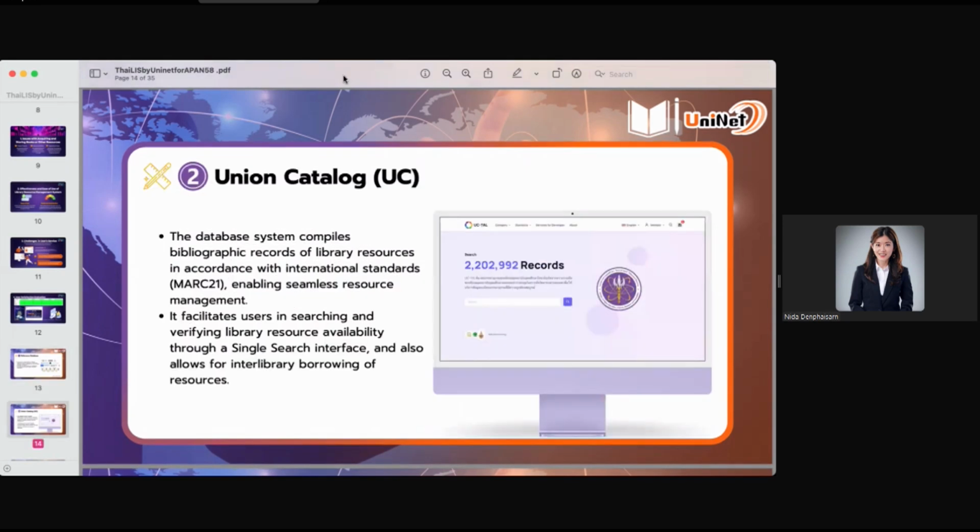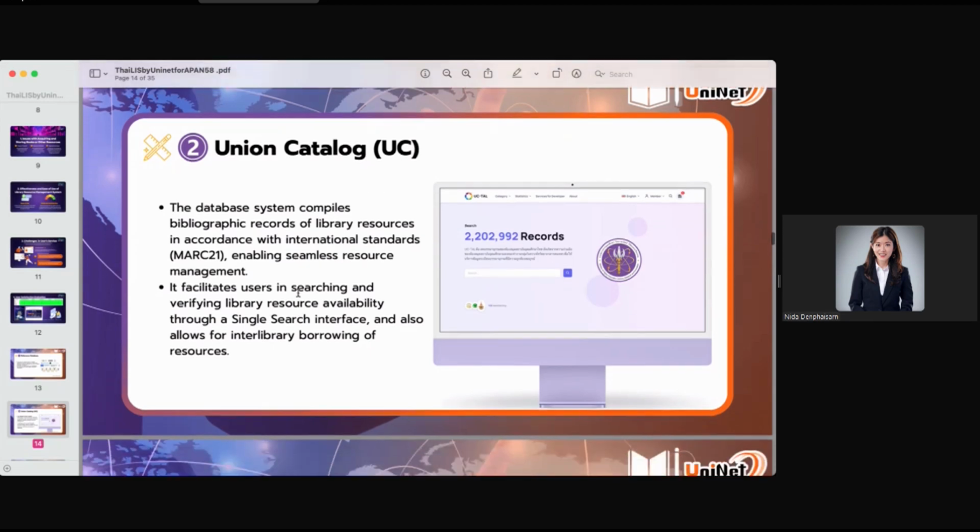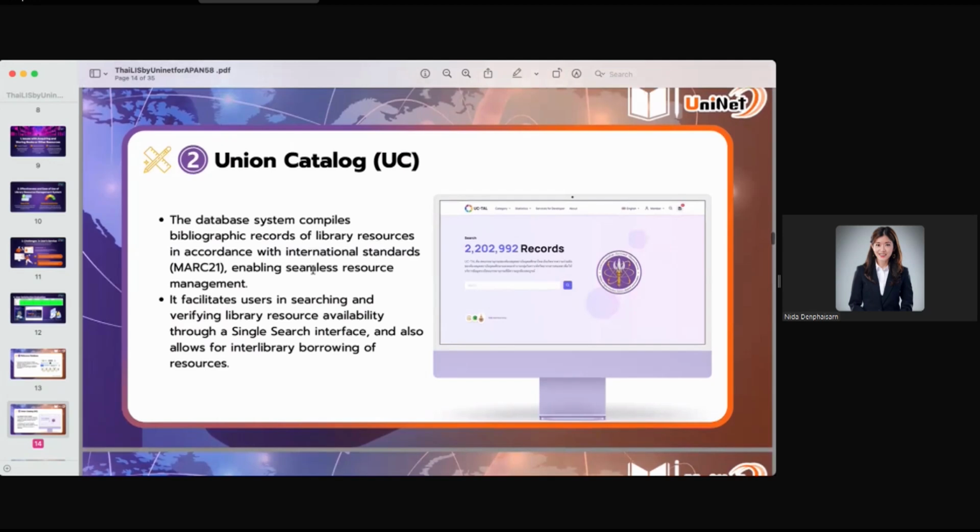Next one is Union Catalog. It is a database system that compiles bibliographic records of library resources, within international standards. It facilitates users in searching and verifying library resources using a single search interface, and they can also do ILL, inter-library borrowing of the resources.